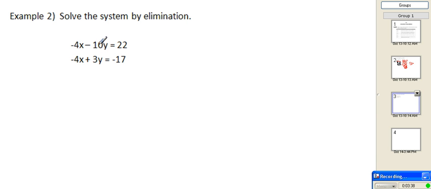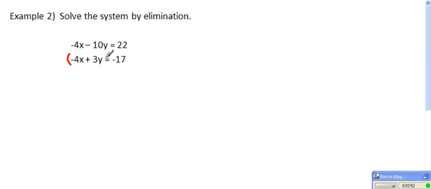Again, making sure that our like variables align, which they do. Notice here that it looks like the 4x terms are the ones we'd want to get rid of. However, they're both negative, so if we added them, that would not get rid of them. What I would do here is make one of these positive. So I'm going to multiply this equation by negative 1. I'm just going to slide this equation over here for the purpose of making my equations line up.